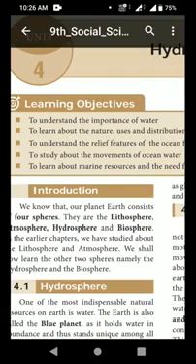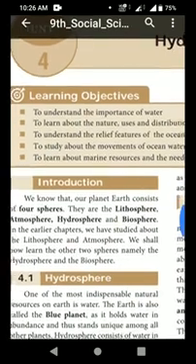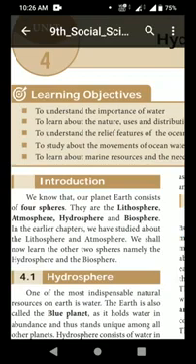We all know where we are living. Students, we are living on the earth, isn't it? So this earth consists of four spheres. Do you know what the four spheres of the earth are? They are the lithosphere, atmosphere, hydrosphere and biosphere. So already I have taught about this. What do you mean by lithosphere? What do you mean by atmosphere? Isn't it? So now we can study about this hydrosphere.